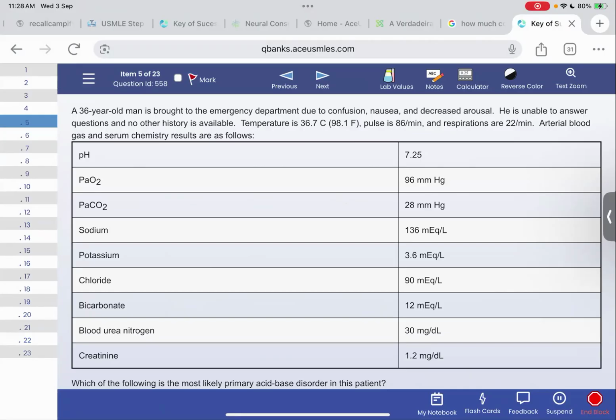Which of the following is the most likely primary acid-base disorder in this patient? A 36-year-old man is brought to the emergency department due to confusion, nausea, and decreased arousal. He is unable to answer questions and no other history is available. Temperature is 36.7 Celsius, pulse is 86 and respirations are 22. Arterial blood gas and serum chemistry results are shown below. pH is 7.25.